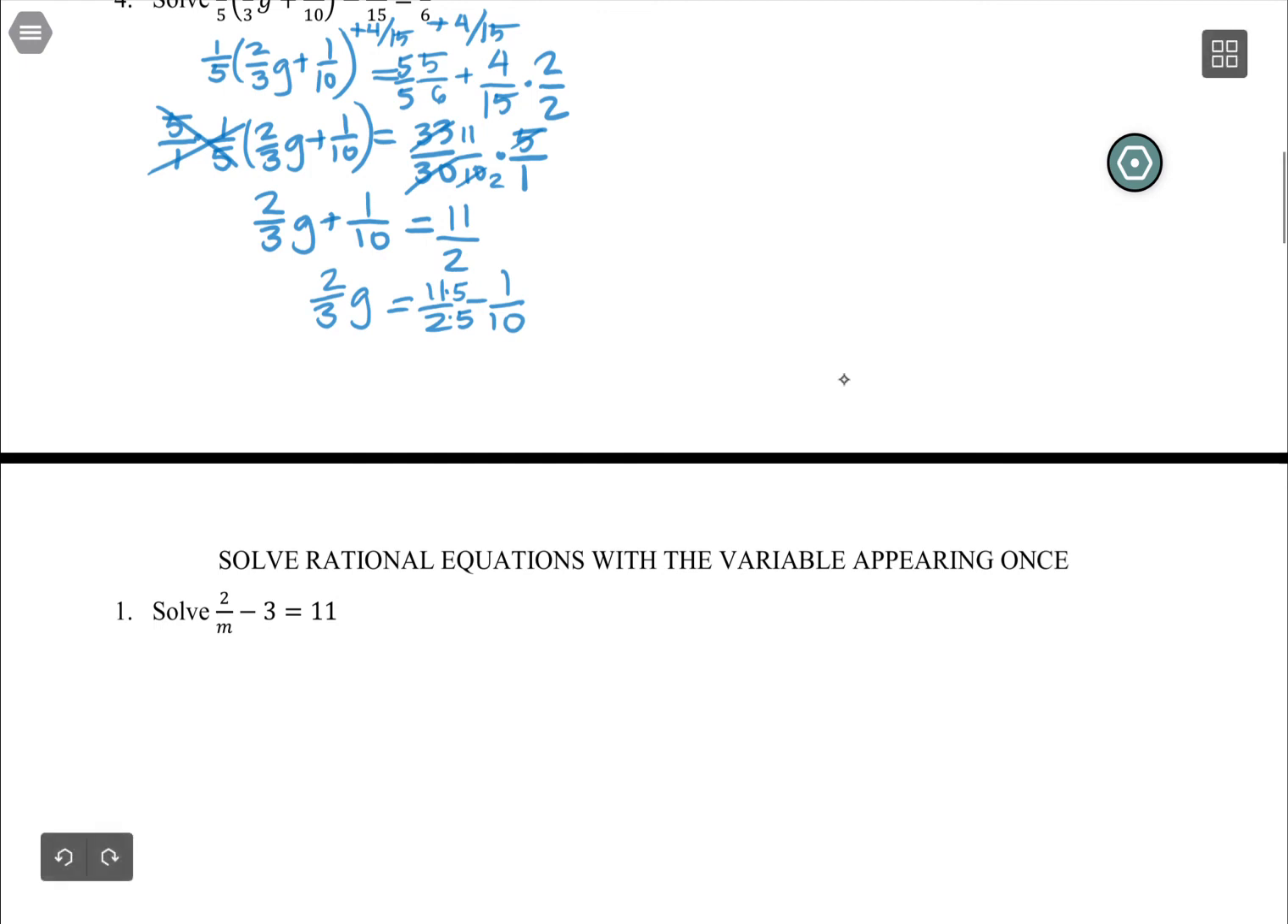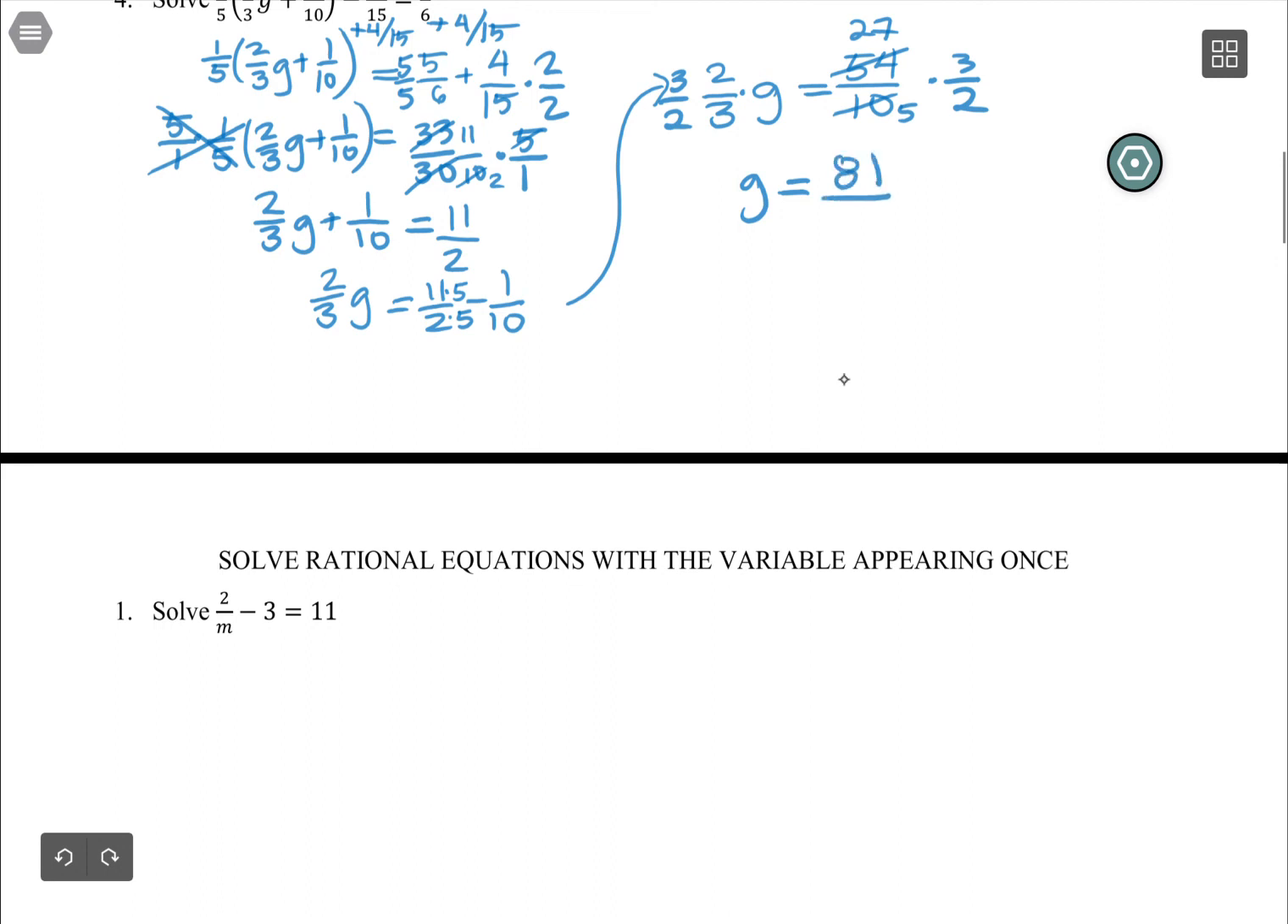Okay, so I'm going to move up here, 2/3 g, and on the other side I see 55 over 10 minus 1 over 10, which is 54 over 10. I can at least cancel a 2 out of that. 25, 26, 27, 27 fifths. And then the last thing I need to do is I have 2/3 times g, so I'm going to multiply by 3 halves. 3 halves, and I get g equals 27 times 3, which is 81, over 5 times 2, which is 10, and there's my answer.